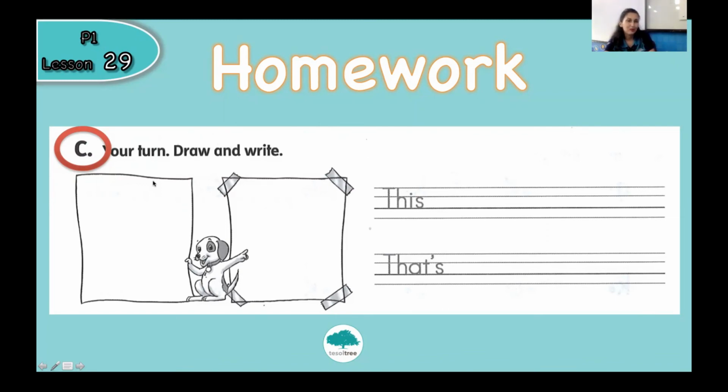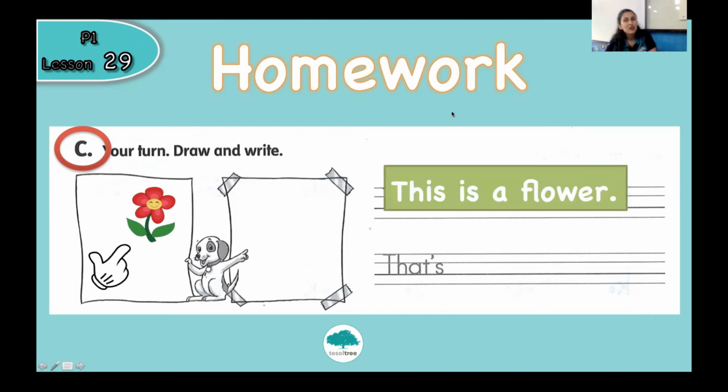For example, I have drawn a point and a flower, and they're very close to each other. And here you have to write the sentence. This is a flower. I used this because my point and flower are very close to each other. So you have to draw your picture, P1.